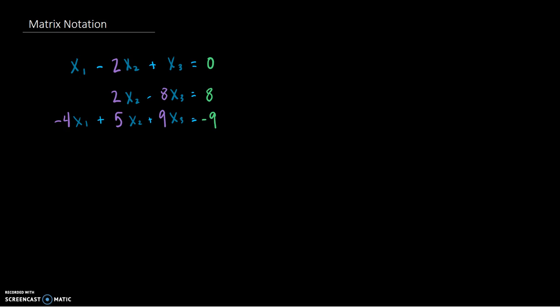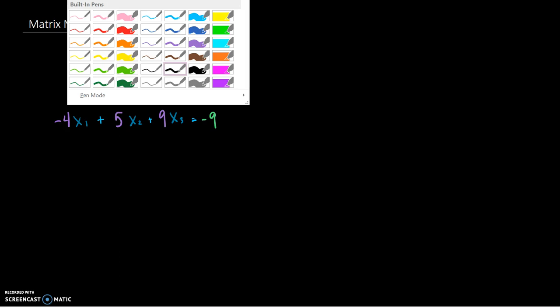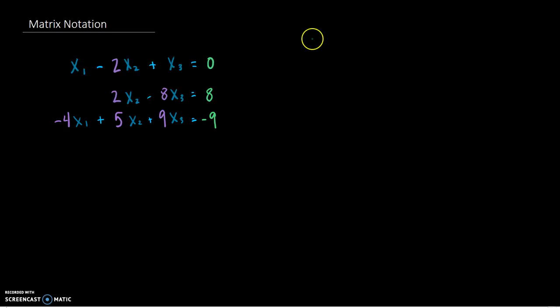So we can do this using a matrix, and there's really two kinds of matrices that we can use to make this happen. Let's go over the first one. The first one is called a coefficient matrix. And our coefficient matrix is pretty simple.